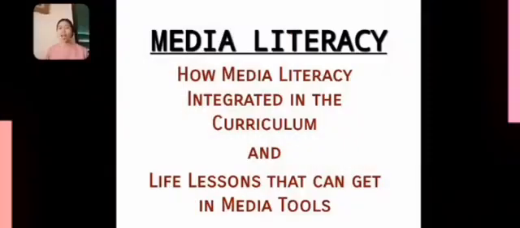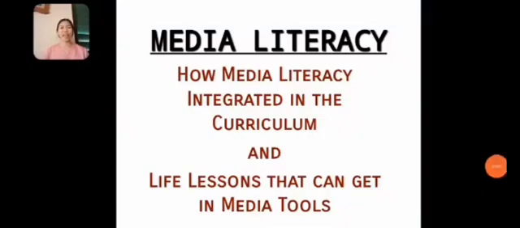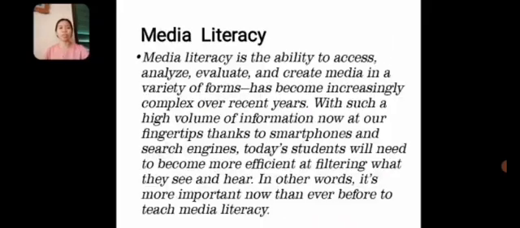Good day, everyone. Today we will be discussing media literacy, how media literacy is integrated in the curriculum, and the life lessons that we can get in media tools.